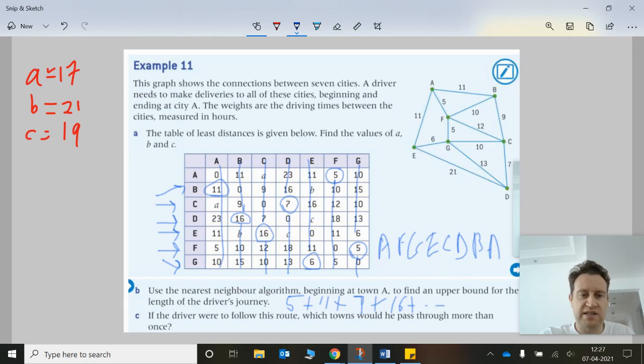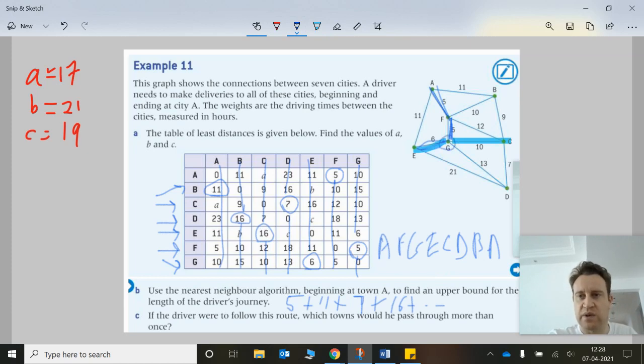Okay, now for part C, it says if the driver were to follow this route, which towns would he pass through more than once? So now you need to go back to this and think about how you got between the places. So to get from A to F was just A to F. Then F to G was just this. And then G to E was just this. And then to C, we had to choose E to C was through this route here. So then we had to go back through G and ending up in C in that case. So we went through G more than once.